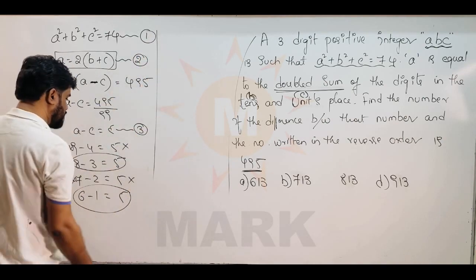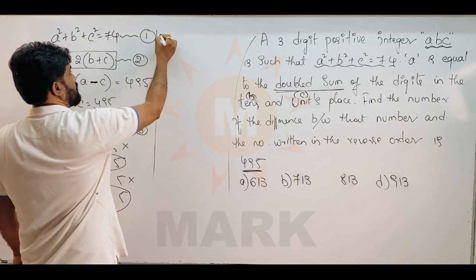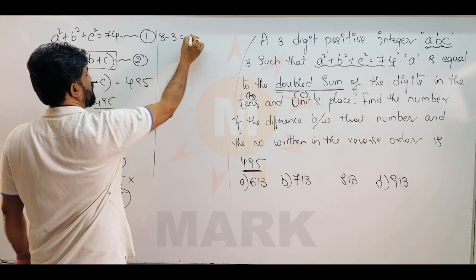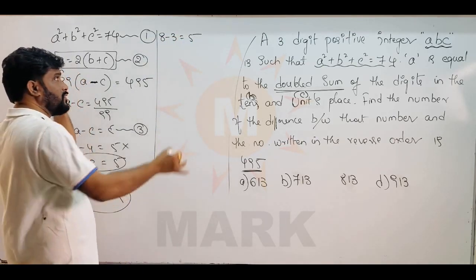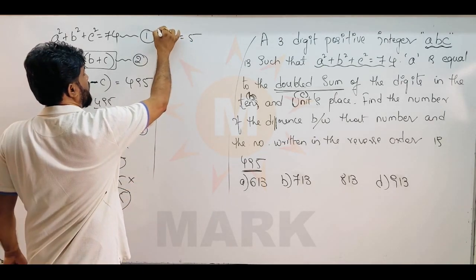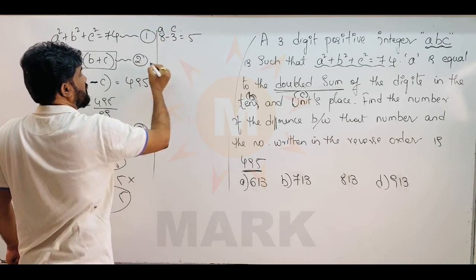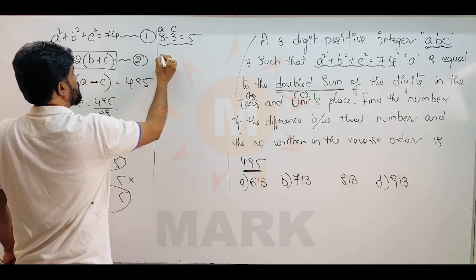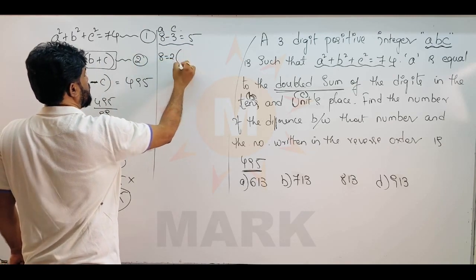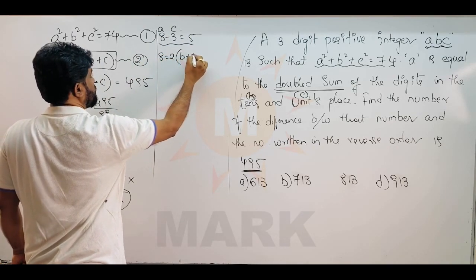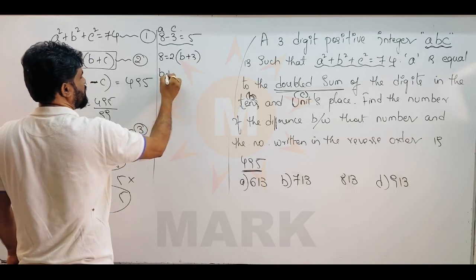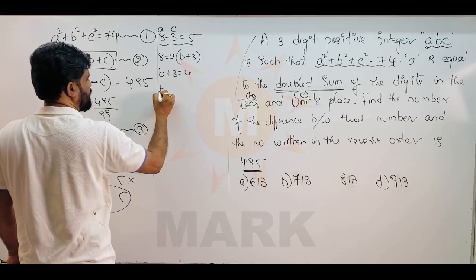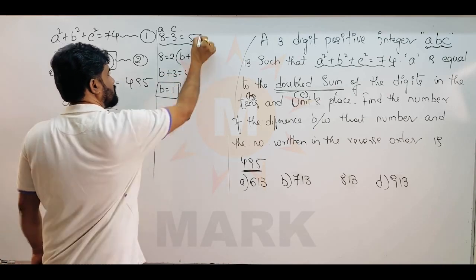Now I am taking each and every one. I am taking 8 minus 3 is equal to 5. That means A is equal to 8 and C is equal to 3. So clearly, if I take this expression, putting in 2, 8 is equal to 2 into (B plus 3). That is, B plus 3 is equal to 4. B is equal to 1.